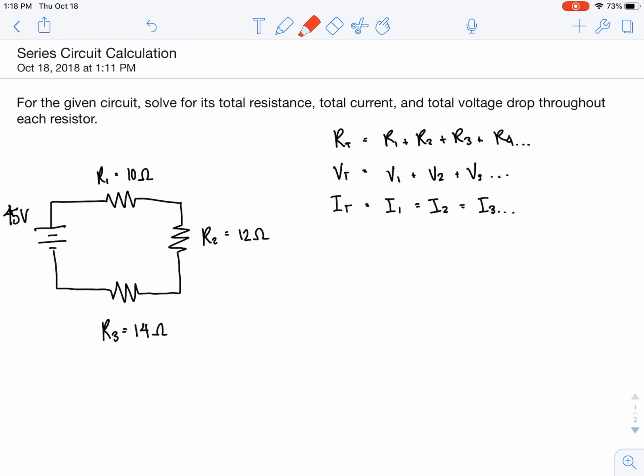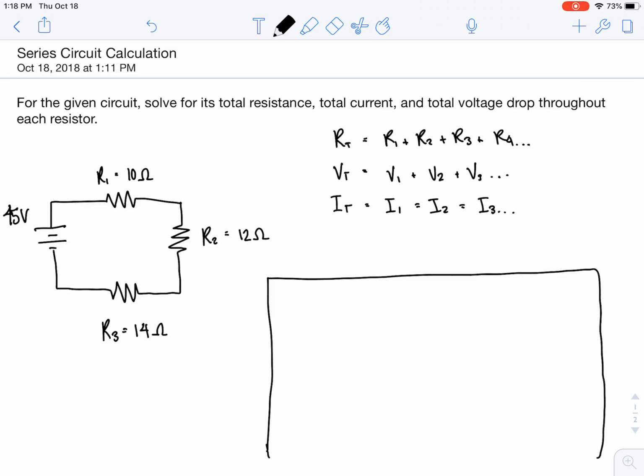And in order to find the current, the important thing is that you write out your knowns and your unknowns. The easiest way to do this is to create a chart. I love charts and I love organization, so I'm going to create one right now. And I would recommend that on any test or any physics or engineering problems that have a lot of numbers, organizing it out will help you solve it.